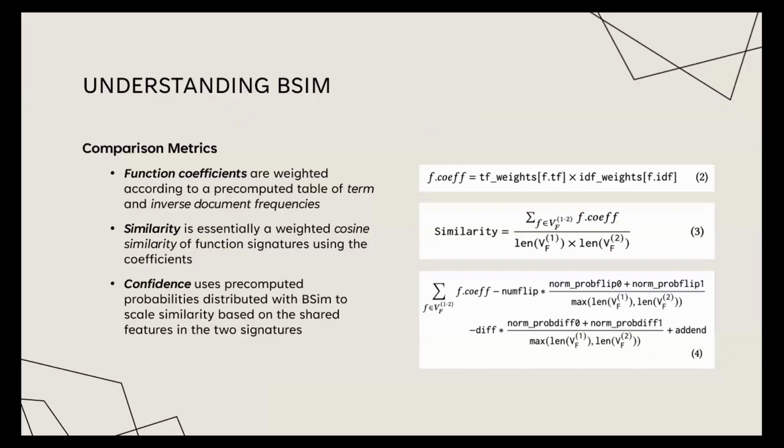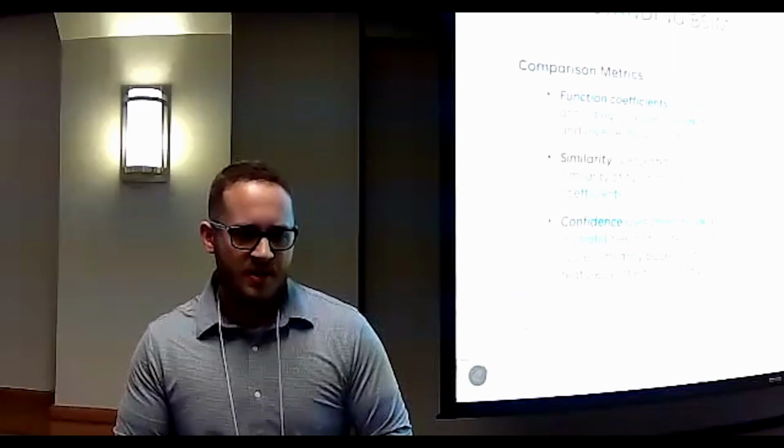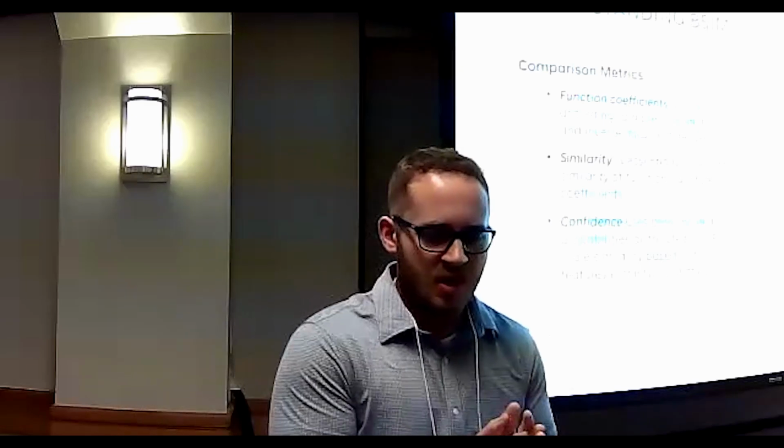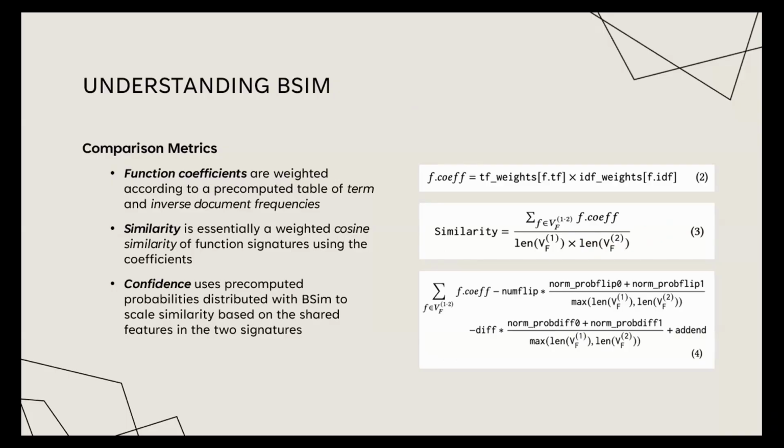So BSIM uses two primary comparison metrics, similarity and confidence. We'll breeze over a lot of this for time, but what we need to know is that BSIM ships with a default weighting scheme. From all the binaries that the NSA has available to them, they gathered the most commonly seen features and assigned them a probability or weight score that is distributed with BSIM.